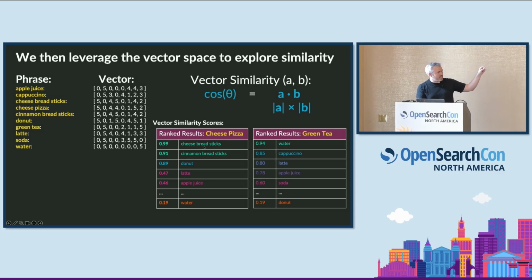So cheese breadstick shows up at the top, cinnamon breadsticks next, donut next, because this is the breadiest, cheesiest, foodiest thing. And then down here, this is the thing that's on the opposite end of the spectrum from those dimensions. Same thing with green tea. You guys hopefully understand this, if you've been working with vector search for a while. This is no surprise.